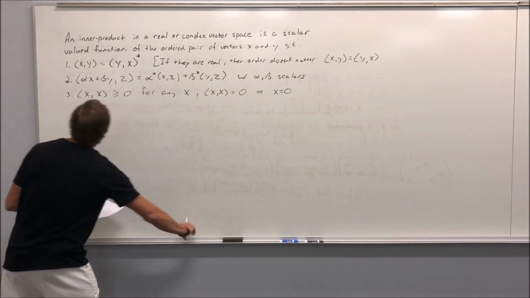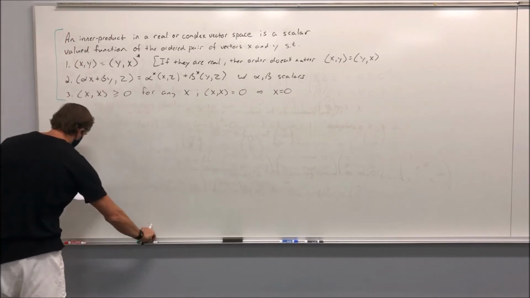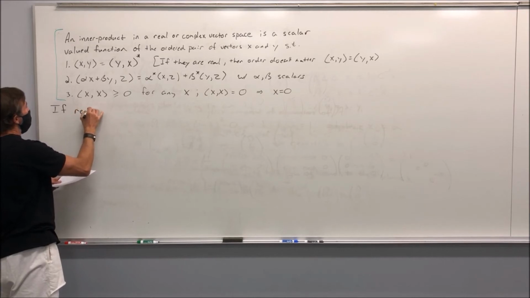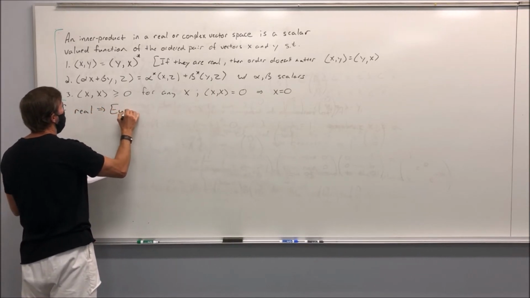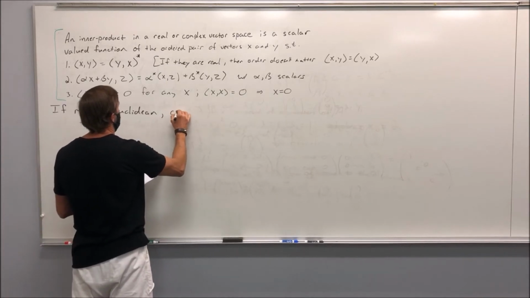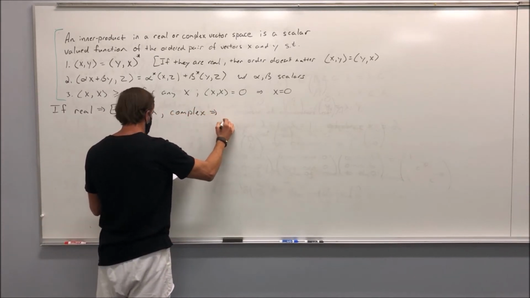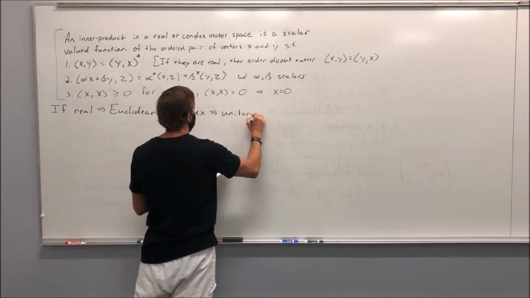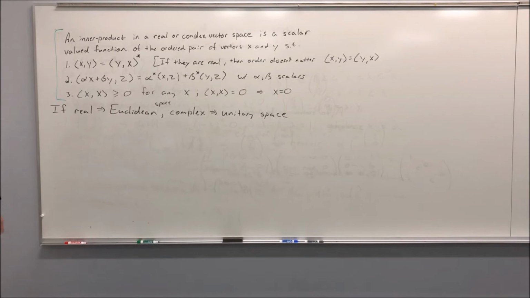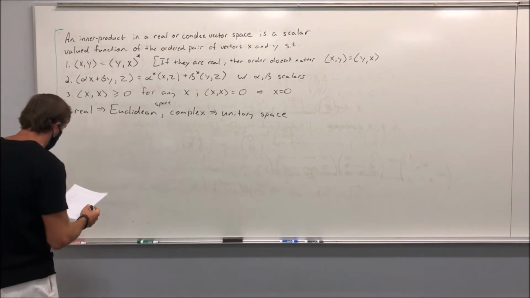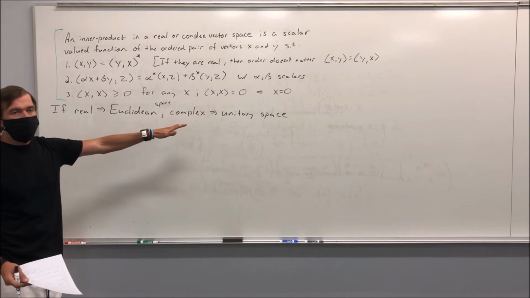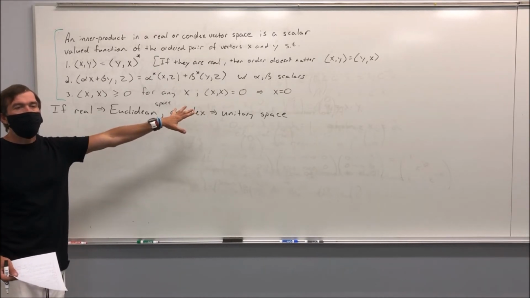So this is our definition of an inner product, and let me give you some more vocabulary. If the vector space is real, then you are dealing with what is often referred to as a Euclidean inner product. Whereas if the vector space is complex, then you are dealing with what is called a unitary space. I give you this because occasionally I'll say Euclidean, occasionally I'll say unitary, and that's just code for real versus complex. Okay?